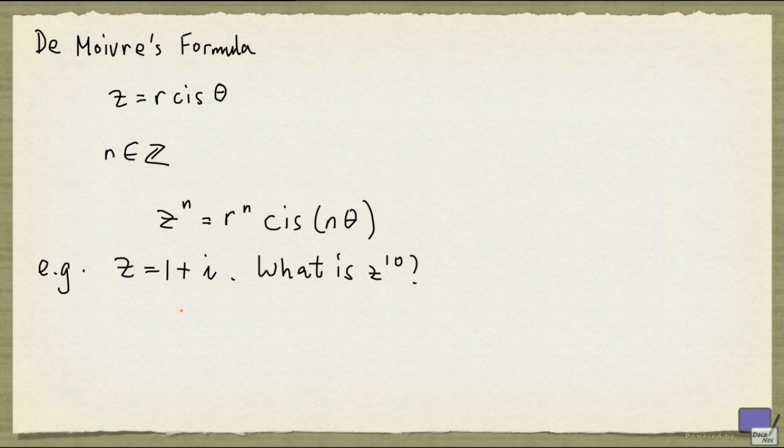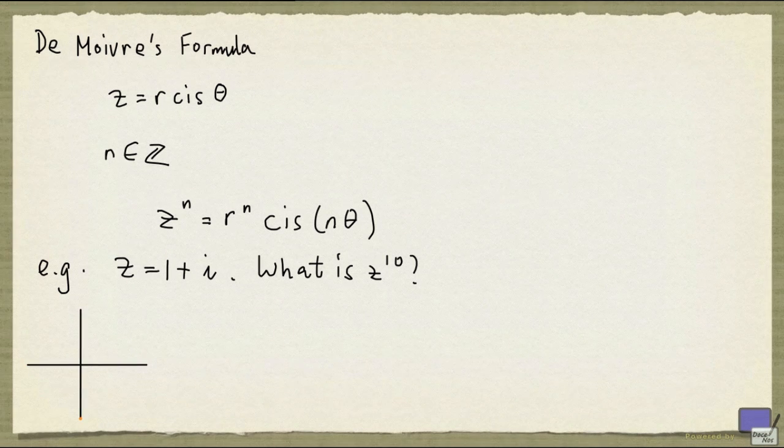Right now, z is in rectangular form, so we have to convert it to polar form before we can use De Moivre's formula. But there's really nothing that stops us from computing z to the 10 directly. We just need to multiply 10 copies of 1 plus i. So what is the polar form of this?